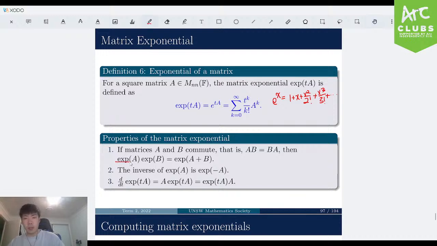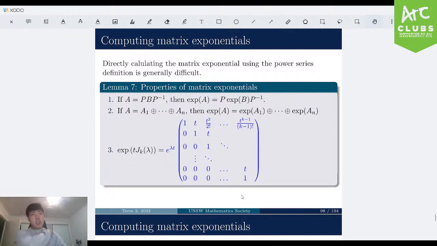The properties of a matrix exponential: if the matrices A and B commute, then we have the exponent rules. Furthermore, the inverse of e to the power of A is just e to the power of negative A. Again, you can see that this follows from exponent rules. And lastly, the derivative of e to the power of tA equals A e to the power of tA, or e to the power of tA times A. Again, it follows normal differentiation rules.